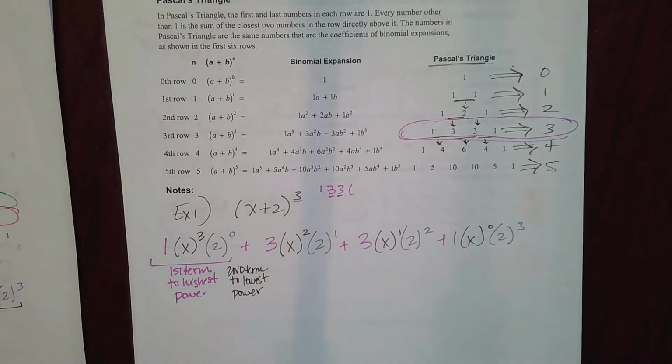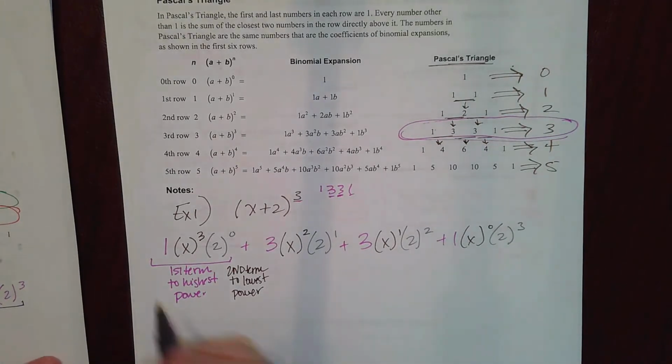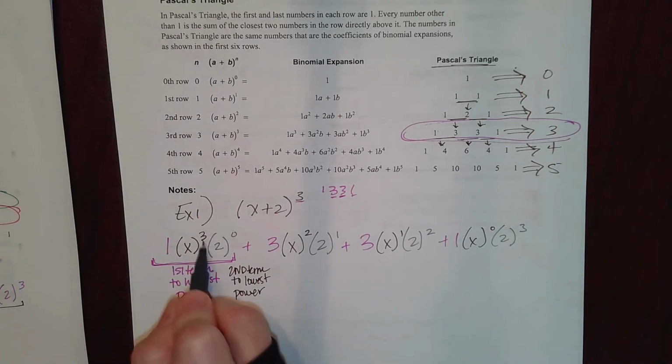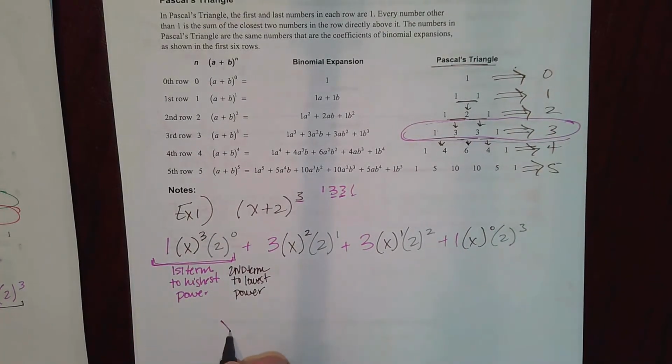Once you've done all the work here, with this little pattern, now you're just simplifying your final answer. So if you look at this, what is 1 times x cubed times 2 to the 0? Well, remember what 2 to the 0 is. Anything to the 0 power is just 1. So this whole term, 1 times x cubed times 1, would just give me x cubed.